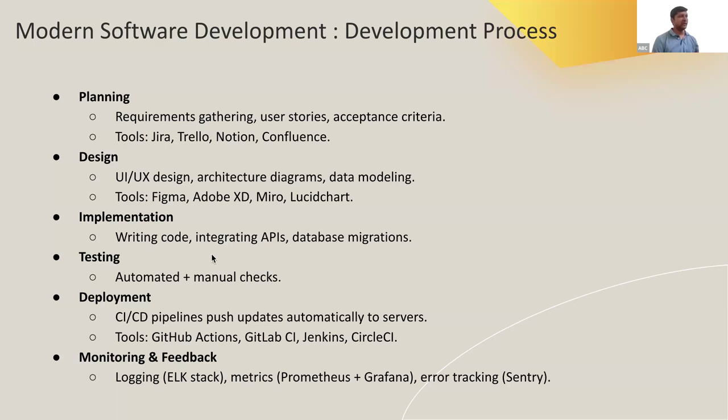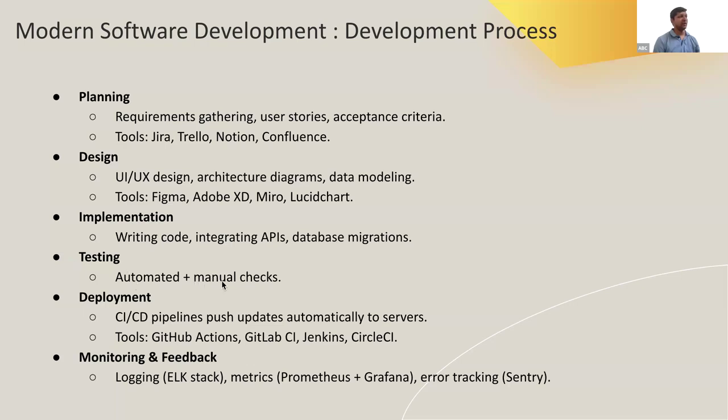Then actual implementation happens, in which developers, coders, write the code and they interact with each other on something called APIs, application programming interfaces, through which these applications talk to each other. And while doing that, they may have to talk to databases and may change a few things on the schema level. So we call that database migrations.